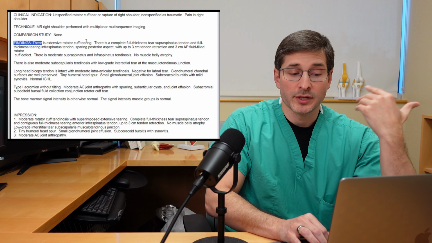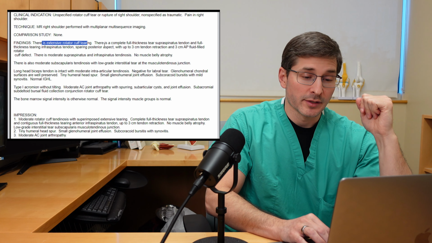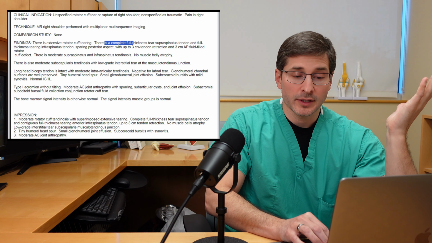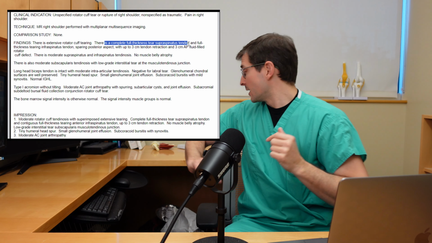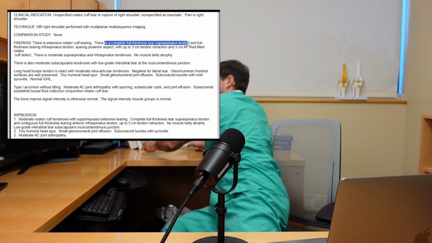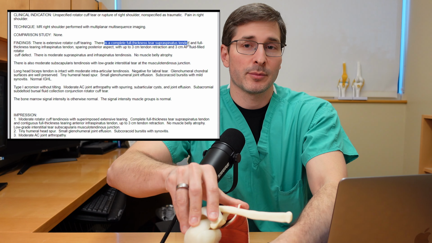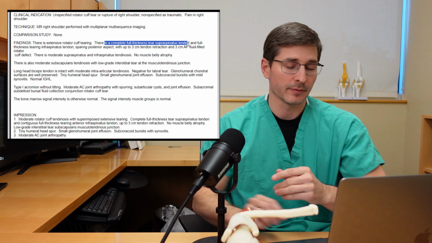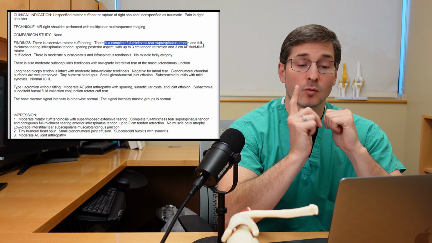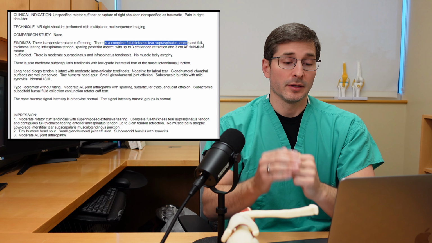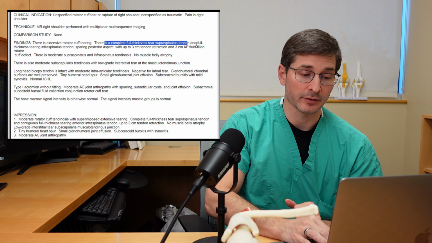There's extensive rotator cuff tearing. So they're already letting you know that there's a lot going on here. There is a complete full thickness tear of the supraspinatus tendon. So remember, the supraspinatus tendon is one of the 4 rotator cuff tendons like we talked about before, so we'll bring our models up in case we need them. So they're saying that there's a complete full thickness tear of at least one of these rotator cuff tendons. So the tendon is totally torn from the bone on this particular tendon.